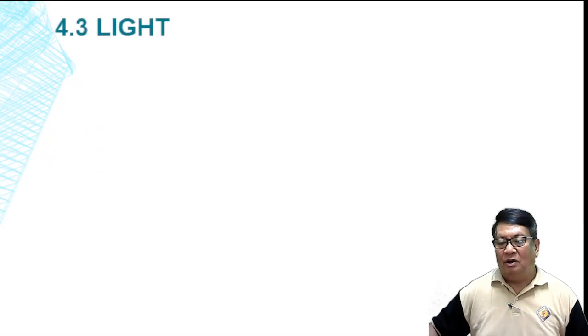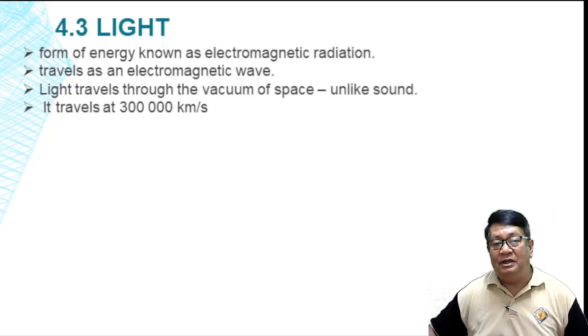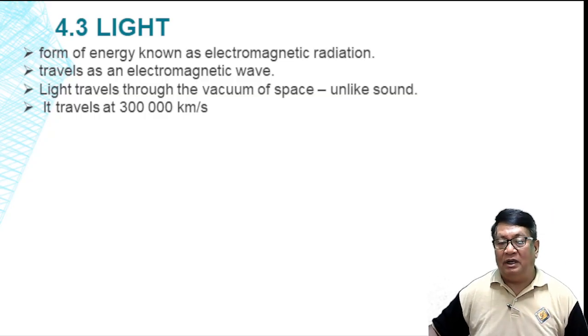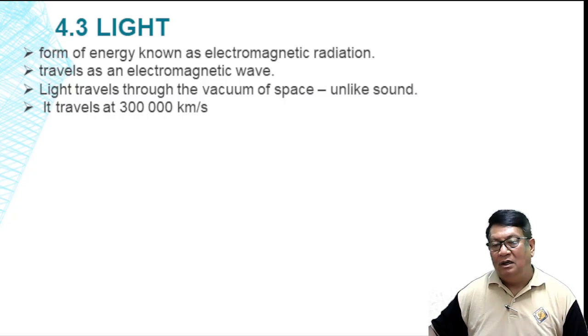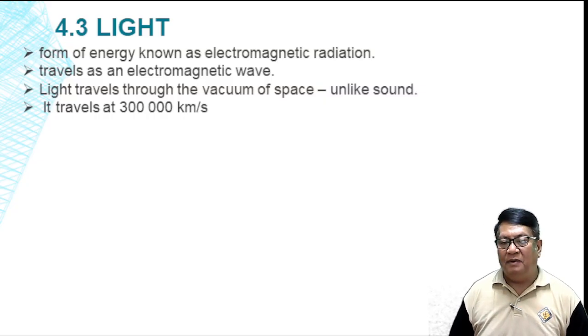Okay, so the next subtopic here is light. Light is a form of energy known as electromagnetic radiation. It travels as an electromagnetic wave. Light travels through the vacuum of space. When we say vacuum of space, it is not influenced by other outside or external forces.